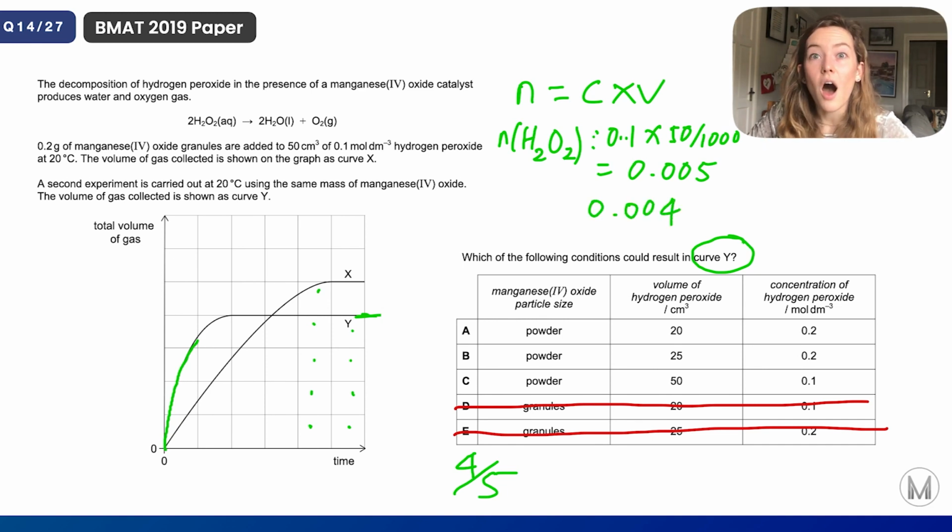0.004. I then want to check in my diagram which one, A, B, or C, has two figures that multiply to give me 0.004. So, volume of hydrogen peroxide, 0.002, which is 20 centimeters cubed, converted to decimeters cubed, times 0.2 is 0.004. Therefore, I know that my correct answer is A.